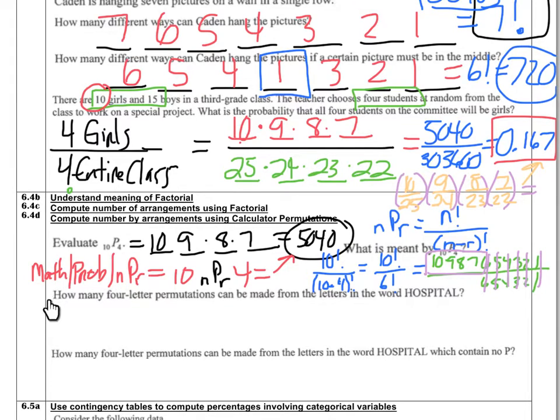This next question, how many 4-letter permutations, again remembering permutation means you cannot have any repeats, can be made from the letters in the word hospital? So imagine that each of these letters is cut up into its own little pieces and put on a piece of paper. So if you notice, there's 8 unique letters. Again, imagine they're each on their own piece of paper and in a hat. And we're going to do a 4-letter permutation, so I need to make 4 choices.